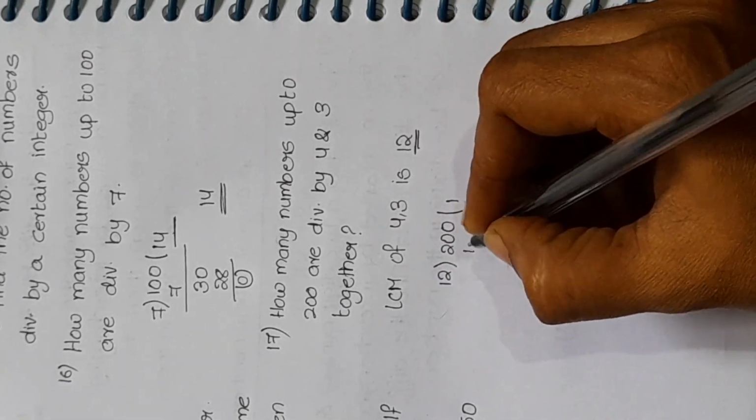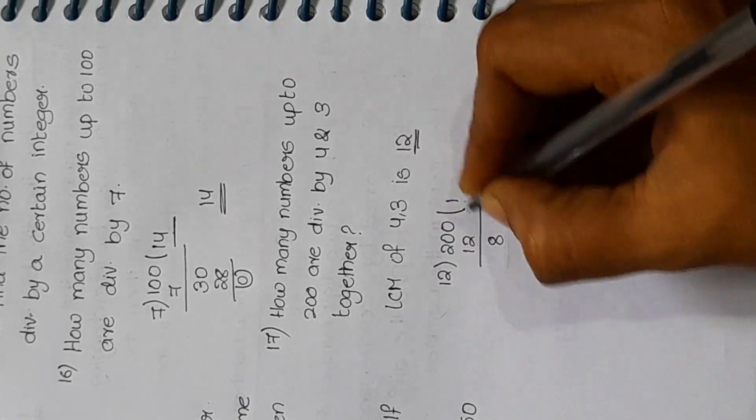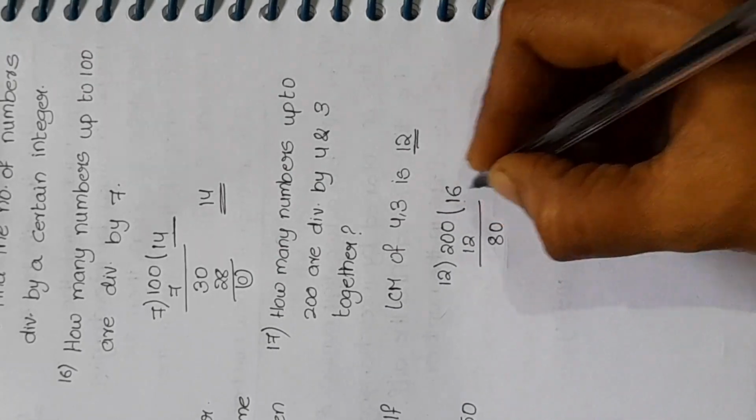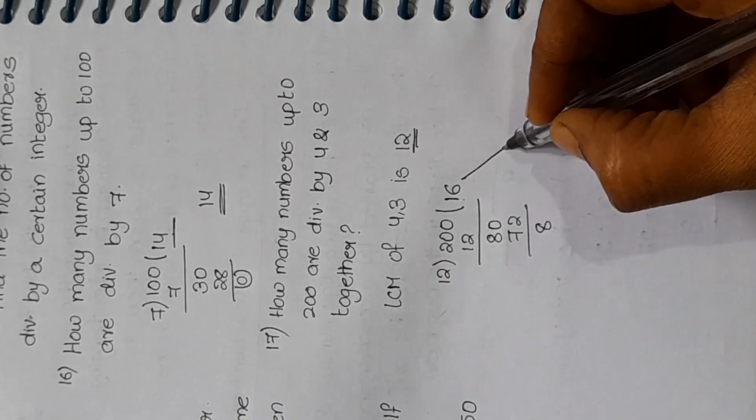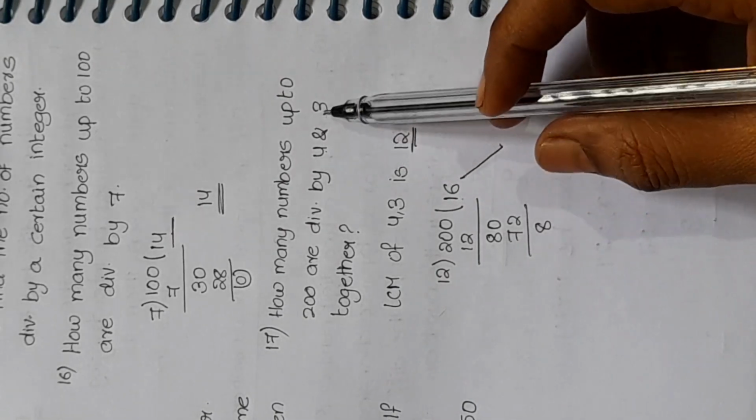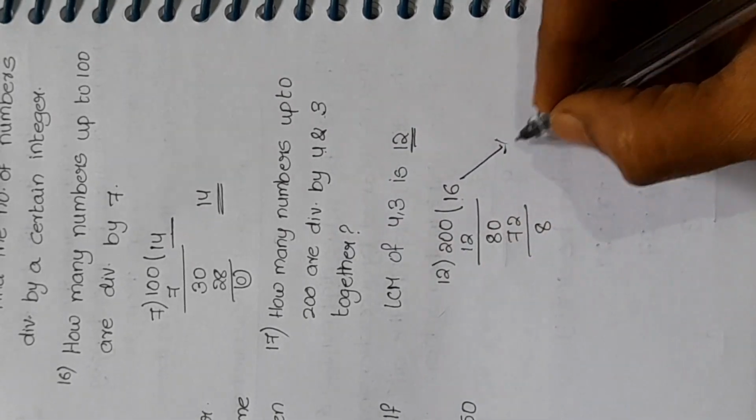12 into 1 is 12. The remainder is 8. 12 into 6 is 72. The remainder is 8. So the number of numbers which are divisible by 4 and 3 together up to 200 is 16.